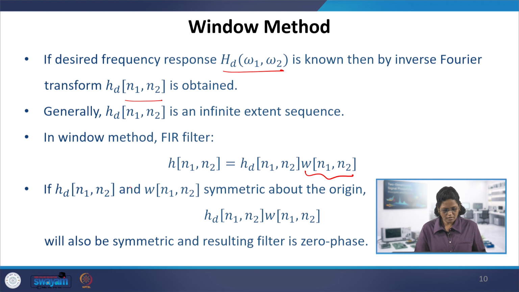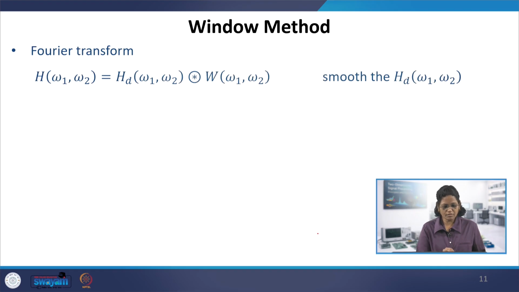And then this is symmetric about the origin. If this is symmetric about the origin, the coefficients we get, h of n1 comma n2, will also be symmetric about the origin, and we will have the zero phase or linear phase filter. Taking the equivalent in the frequency domain, it is a circular convolution of HD of omega 1 comma omega 2 with the window frequency response W of omega 1 comma omega 2. The truncation is through multiplication, whereas in the frequency domain it is a convolution.